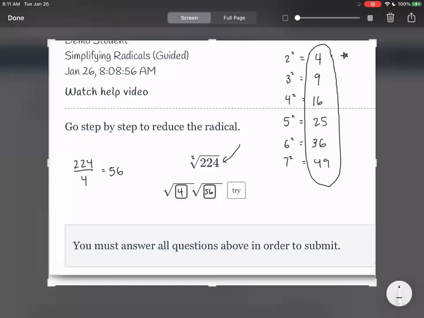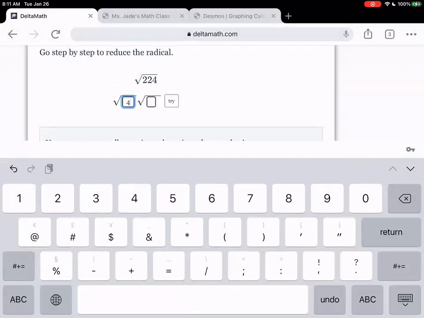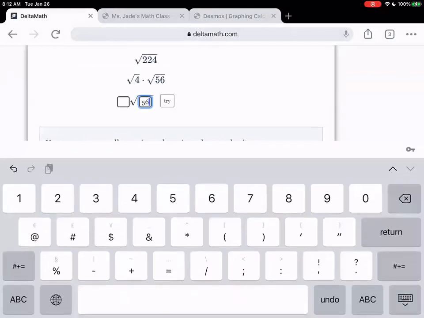Okay, so let's go ahead and enter 4 and 56 into there. 4 and 56. Try. Okay, so it worked. We just need to simplify what is the square root of 4. So then the second one, we're just going to leave 56 in the radical. But for that first box, the square root of 4 is 2. So I'm going to write 2 in there.